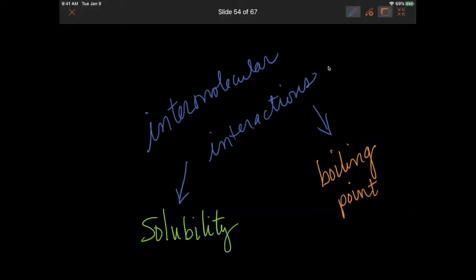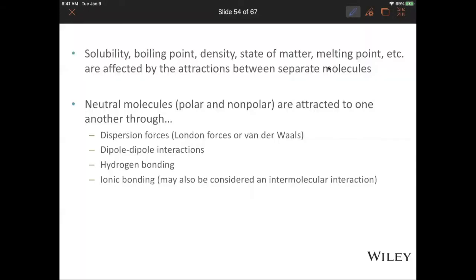Welcome to the intermolecular interactions video. These intermolecular interactions that we're going to talk about are going to be very important in terms of solubility and boiling point as we move through the course. So not only solubility and boiling point, but also density, solid, liquid, gas, melting points, all of those things are affected by these attractions between separate molecules.